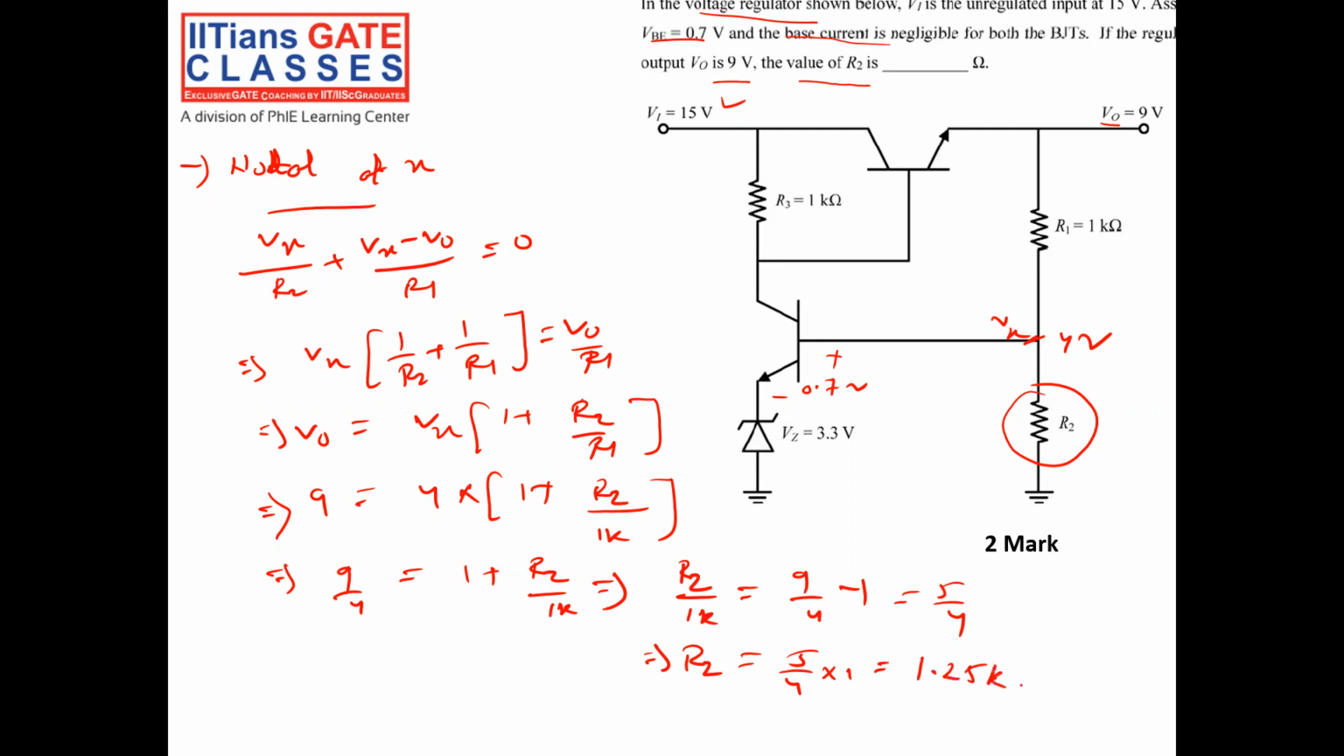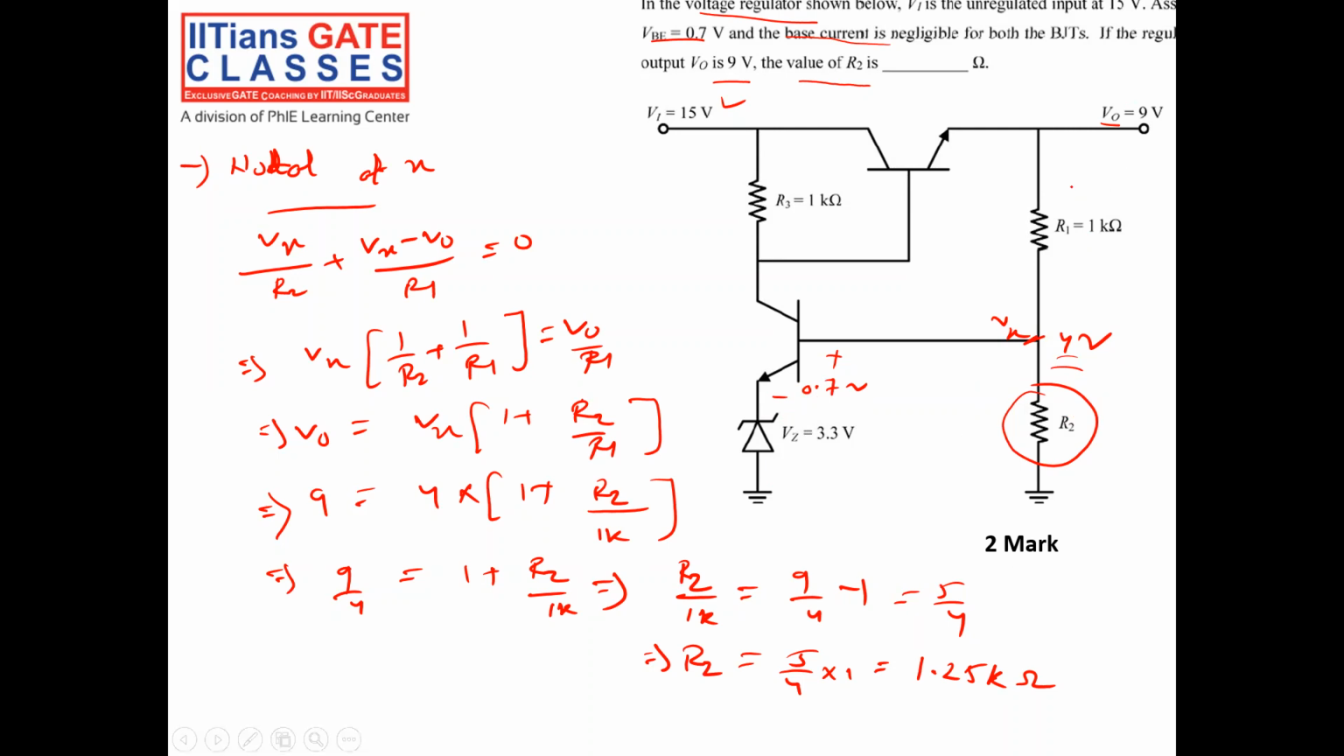1.25 kilo ohm. So when it is in steady state, I'll get 0.7 volt here. Then this will be 3.3 volt, which is the general voltage. So I'll get 4 volt here. Then I have to calculate the value of R2 that will make my output voltage V0 to 9 volt.